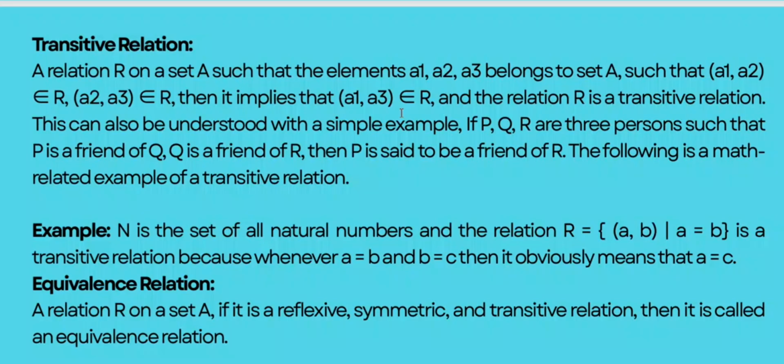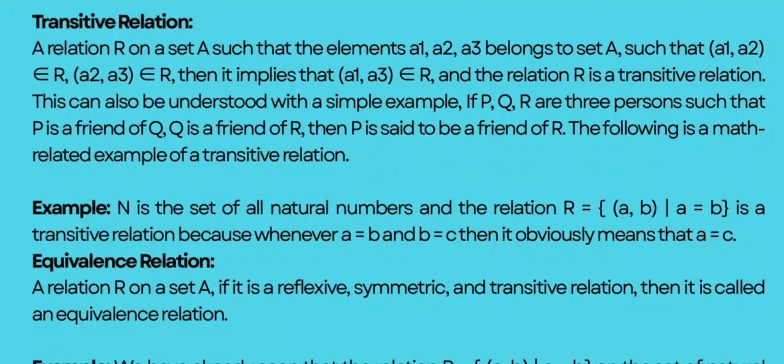So A1 comma A2 is in the relation and A2 comma A3 is in the relation. So there should also be a pair which is A1 comma A3. So all these three pairs should be existing in the relation. Suppose if this type of pairs are present, then it is called a transitive relation.